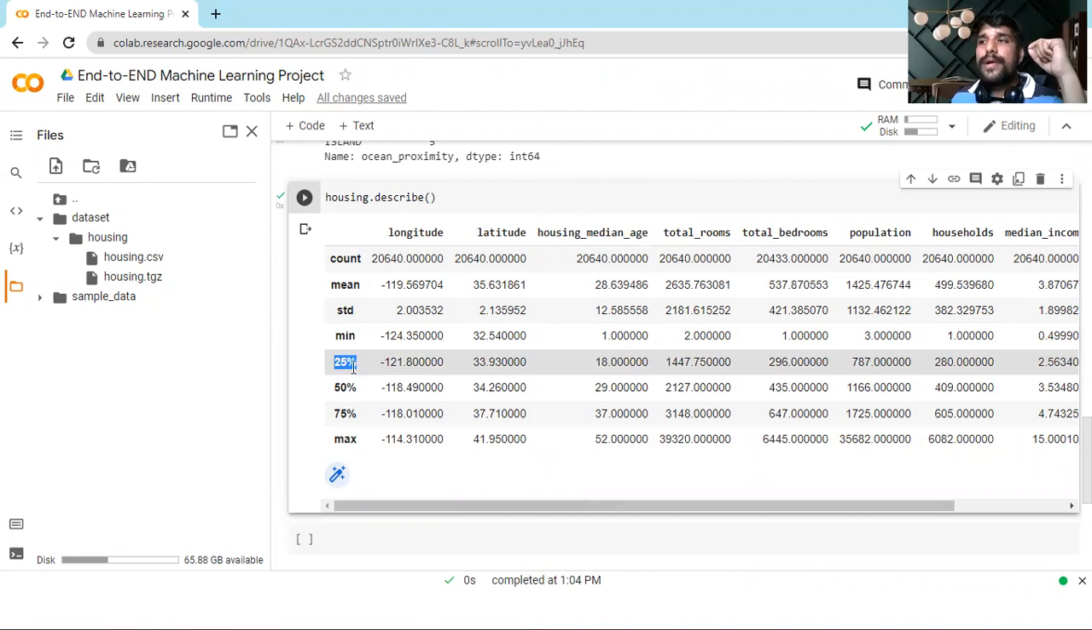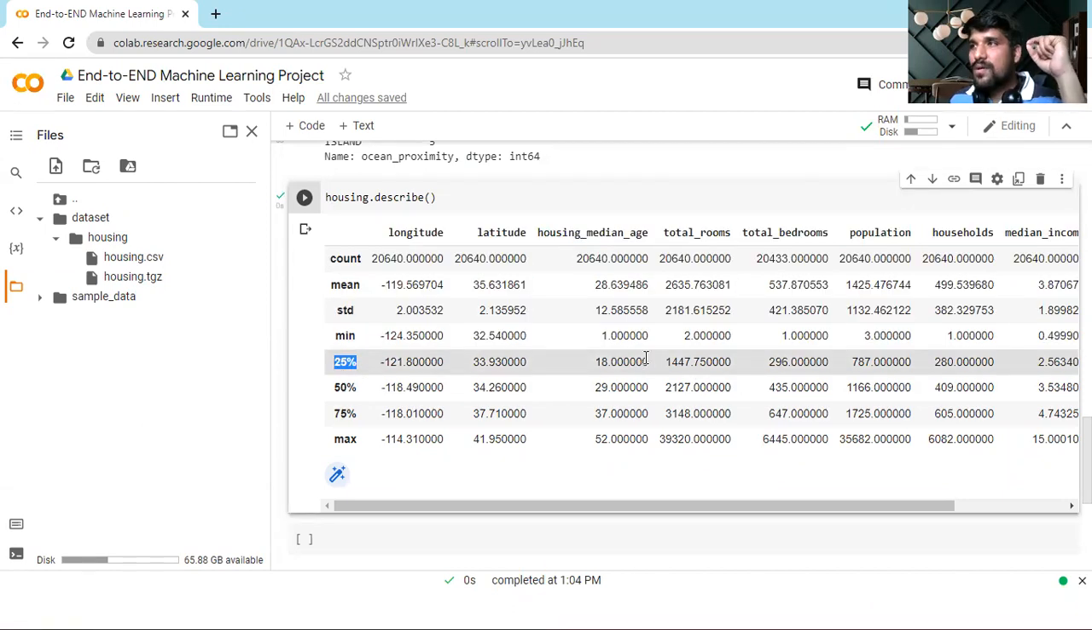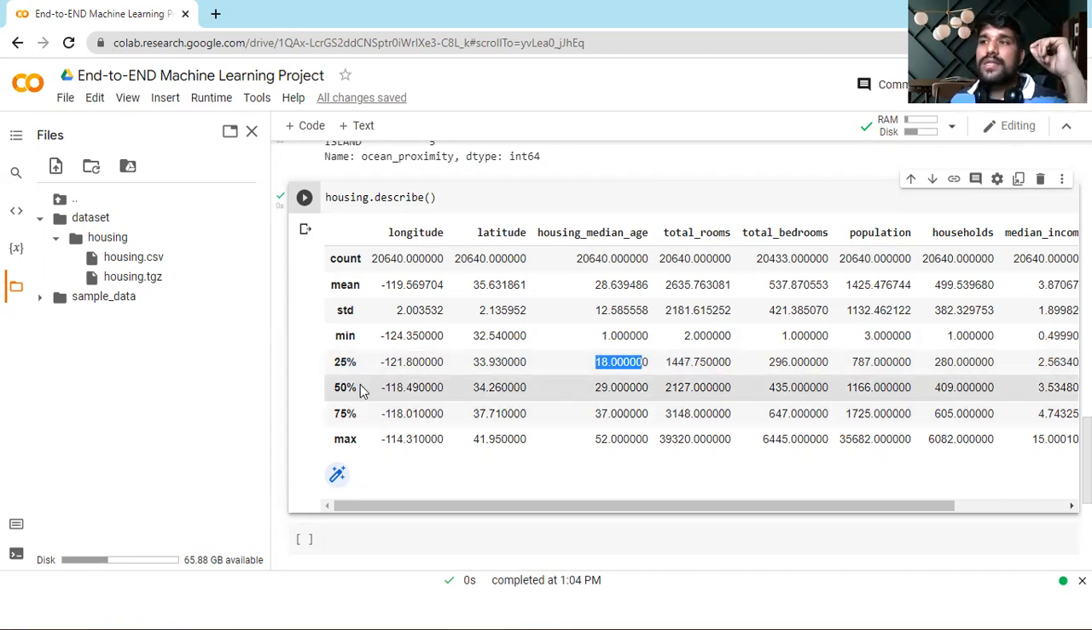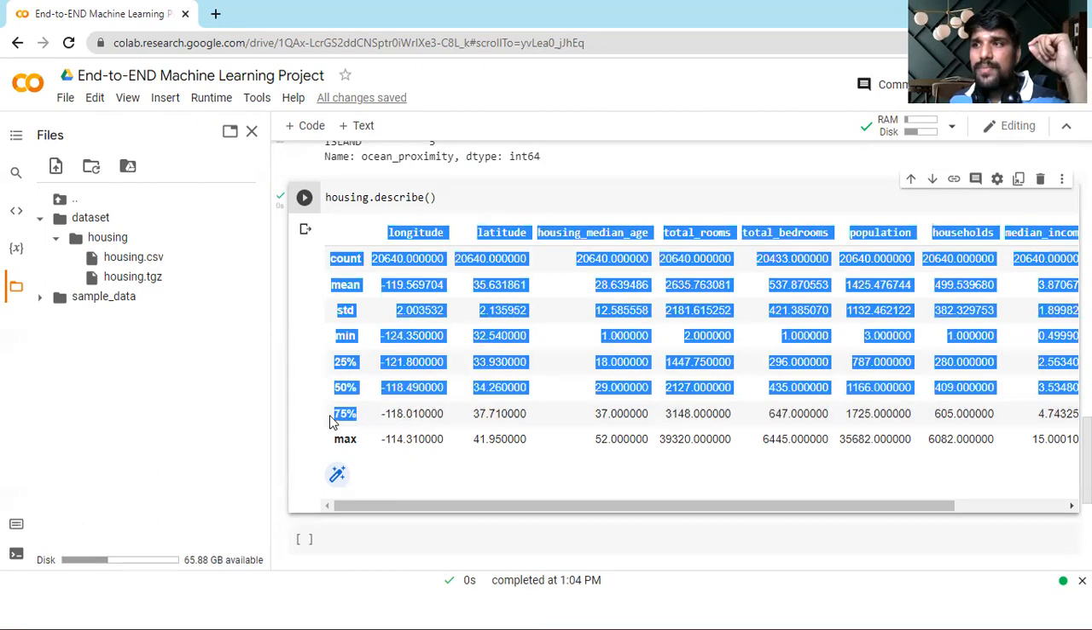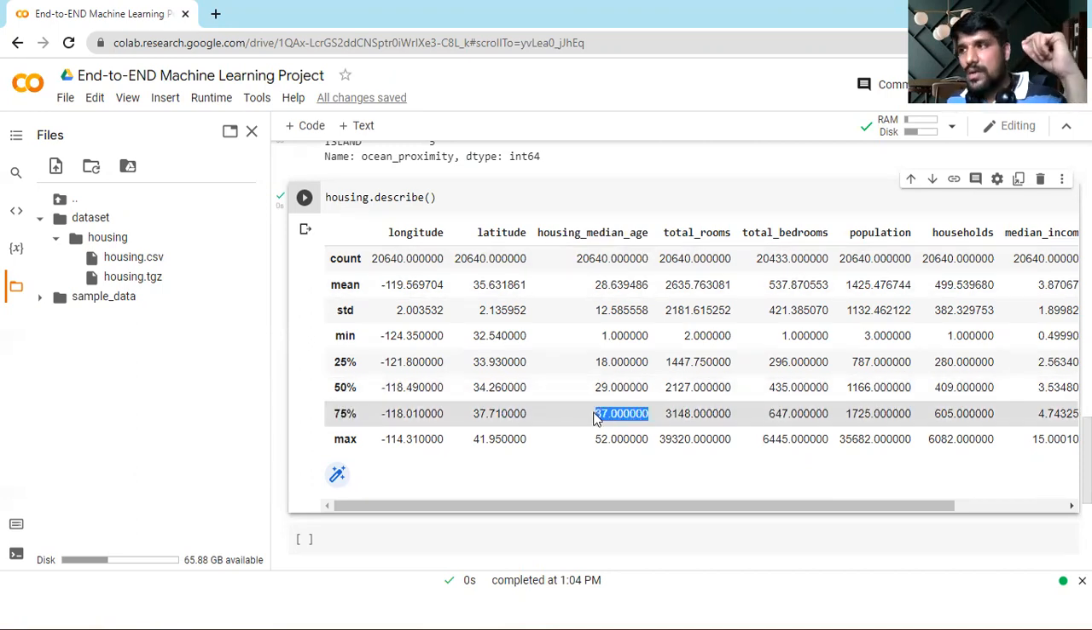Let's consider this housing median age variable. 25% of districts have a housing median age of less than 18. I'm repeating, but 25% of districts have housing median age below 18. Similarly, 50% of districts have a house age below 29. When I say 75%, 75% of districts have a housing median age below 37.